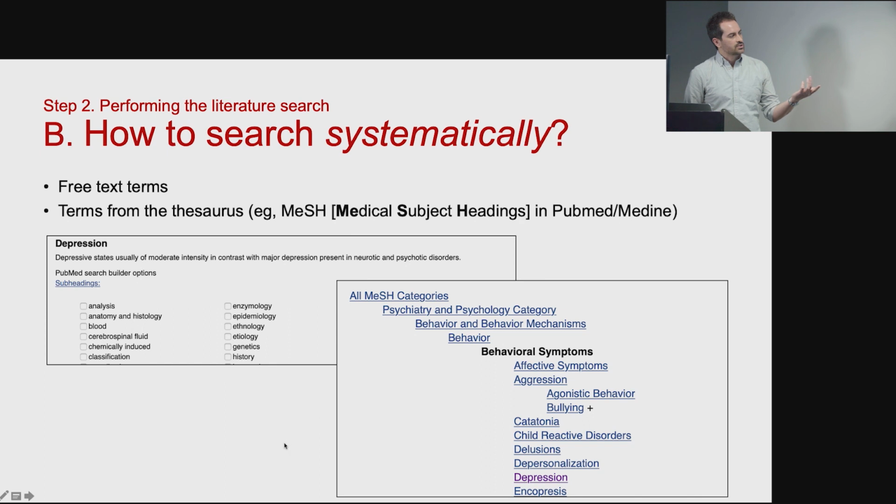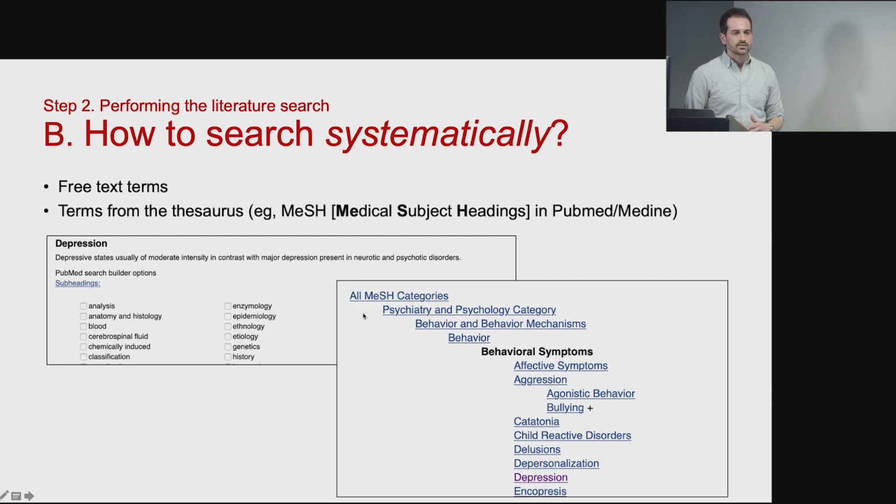If I look, for example, for depression in this dictionary, you can find words that are related. You can be interested in depression analysis, depression blood. You can check some of these cases to decide which information you want to include. And you can also see how this information is organized. Depression, for example, is under behavioral symptoms. This is under behavior. This is under psychiatry and psychology, and so on.